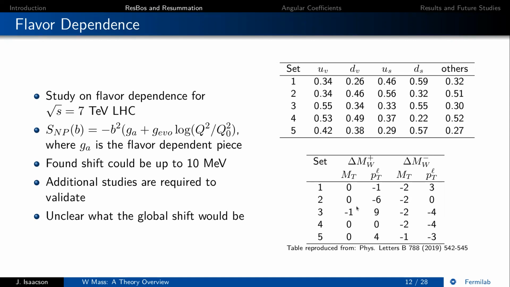However, it's unclear what the global shift would be, because if you look at this table here, you can see that even though there's a shift upwards by 9 MeV, there's this downward shift in MT and in the W minus. If you were to combine this in a global fit, this would all get reduced, and it's unclear exactly what the final result would be, because that is much more involved and requires a lot of experimental turning of cranks to really get all your systematics controlled properly in the combination. But it's just something that needs to be investigated for CDF as well. So there are ongoing efforts to redo this for the CDF result and the Tevatron energies.